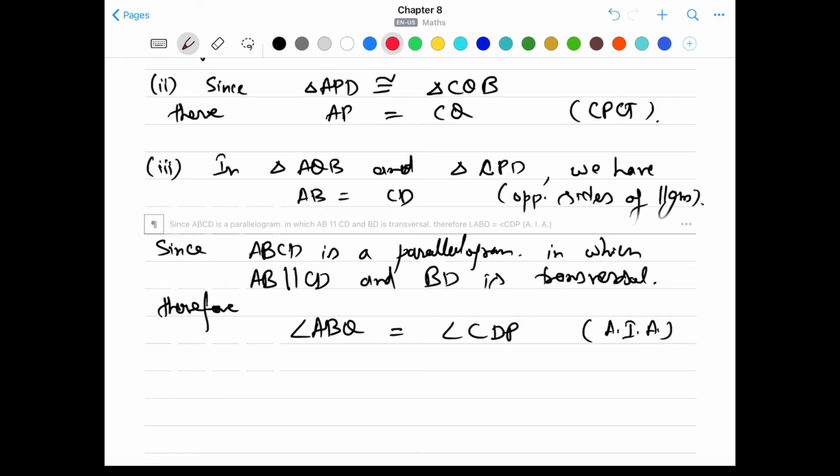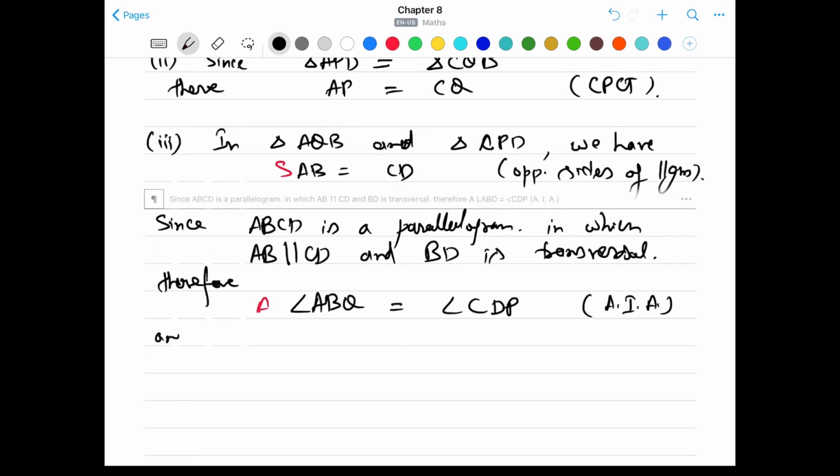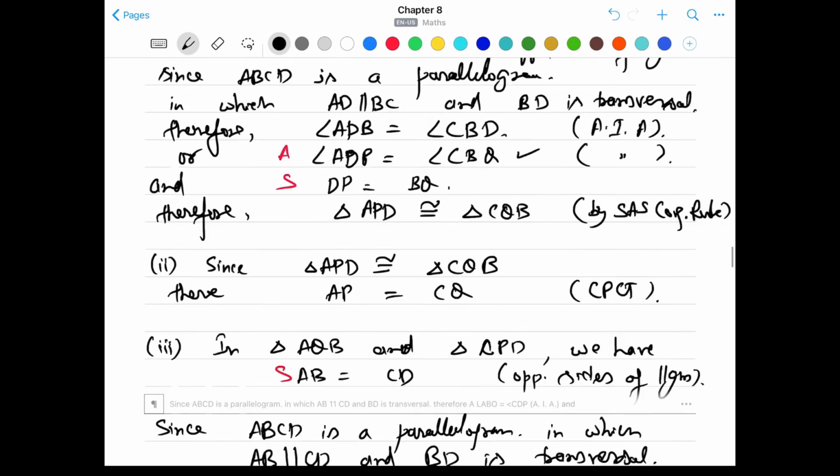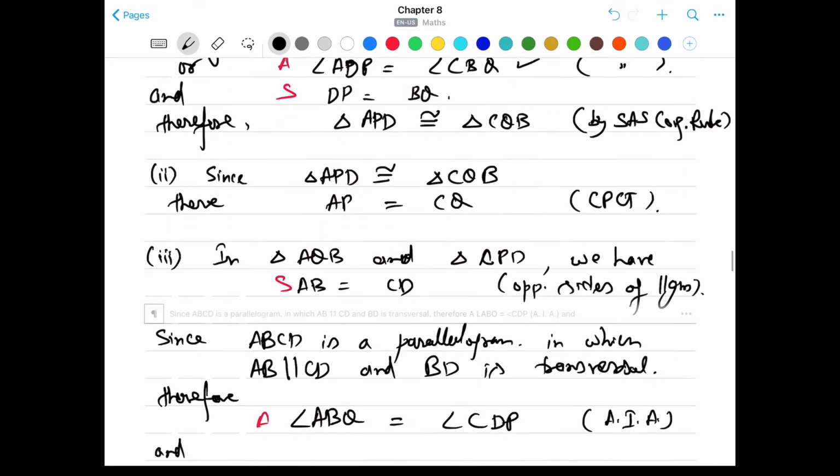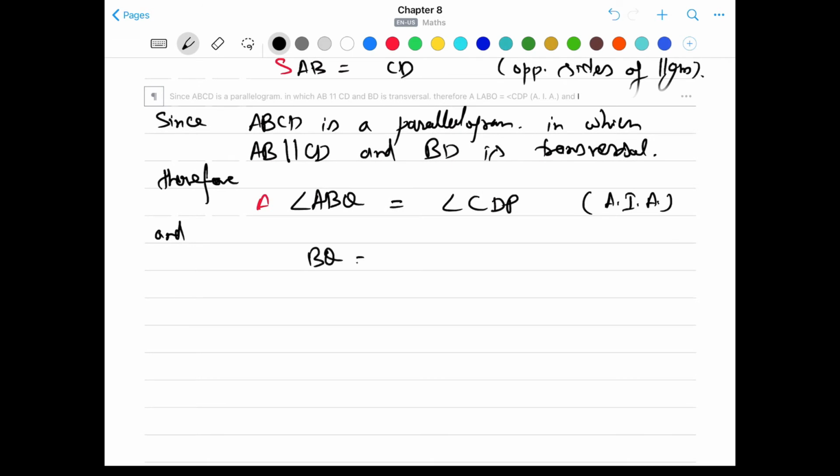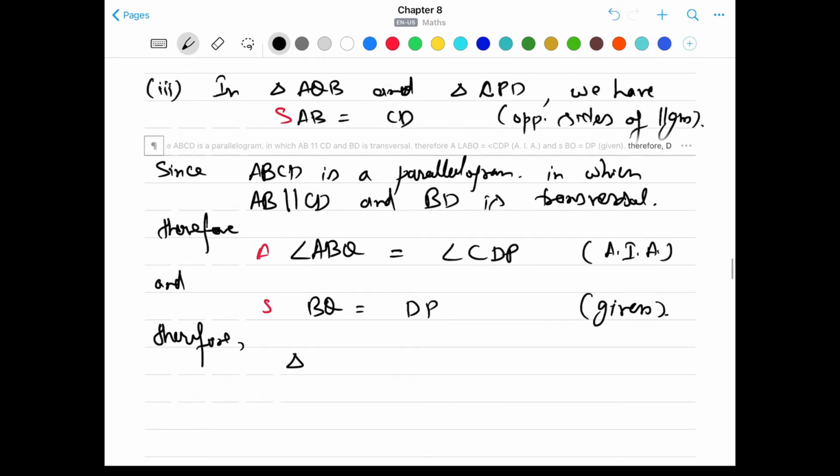Okay, so we got a side here, an angle, and we are given that side DP is equal to BQ. So BQ is equal to DP. This is given, and we got this another side now. Therefore, triangle AQB is congruent to triangle CPD, and that too by the side angle side congruence rule.